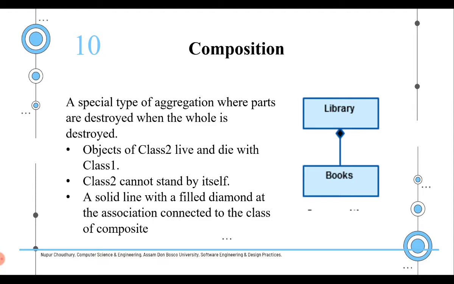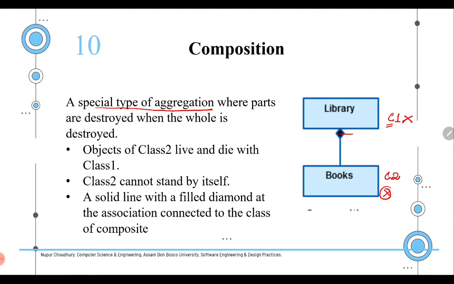So next we have the composition. This is basically a stronger type of aggregation, or a special type of aggregation, where parts are destroyed when the whole is destroyed. Now, we call these class 1 and class 2. Objects of class 2 live and die with class 1. Suppose class 1 is no longer there, then the books will not exist individually as a part of the library. So we use a solid line with a filled diamond at the association connected to the class of the composite.